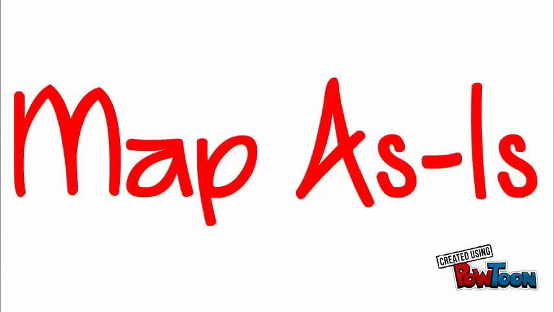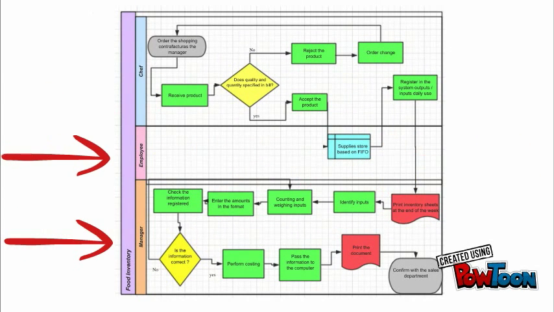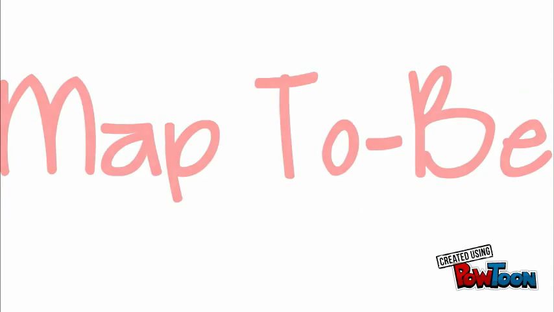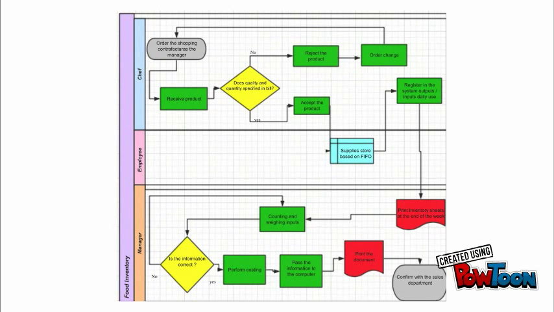MAP as is involved three departments, which are manager, employees, and chef. As we said, the process begins when the chef receives the product. If they accept, employees are in charge of ordering the product in FIFO system. And finally, the manager registers the outputs and inputs. On Map2B, we reduced the total tasks from 15 to 10, making the process more efficient.